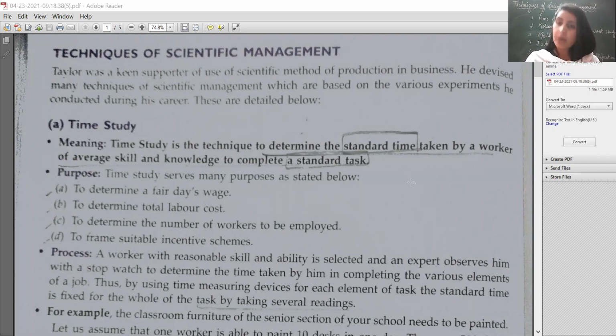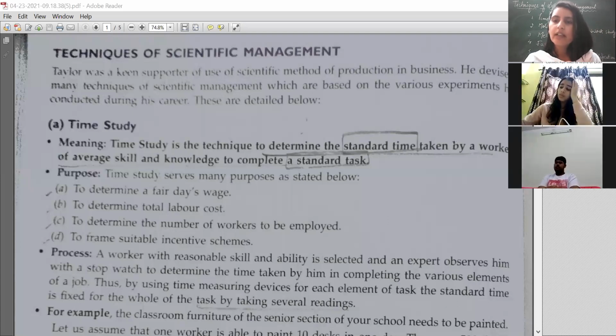To determine total labor cost, we have to calculate how many persons are required. For example, I need to manufacture 100 boxes in a day. One person is able to manufacture 2 boxes. So how many persons are required? Any one of you can tell me. If a worker manufactures 2 boxes in a day and 100 boxes are required to be manufactured in one particular day, how many workers will be required? Please raise your hand to give the answer.